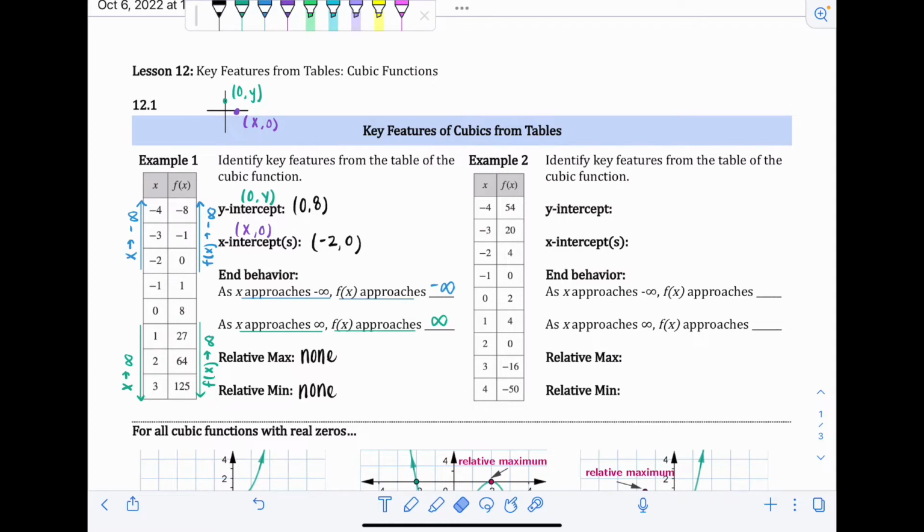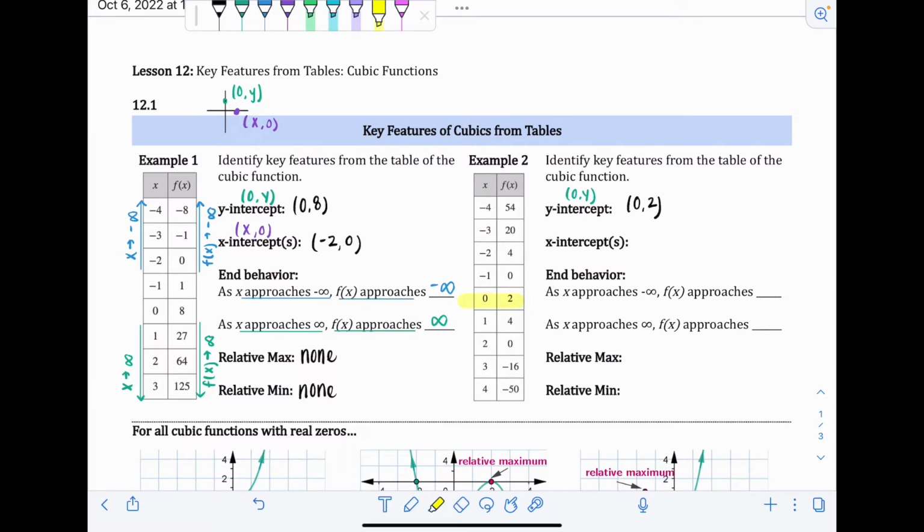And then for example 2, same key features: intercepts, end behavior, relative max or min. So for the y-intercept, remember that's anything that has an x-coordinate of 0, so 0, y. We have one of those right here. I think I just mixed up my letters. We have a y-intercept at 0, 2, because there's an x-coordinate of 0 there.